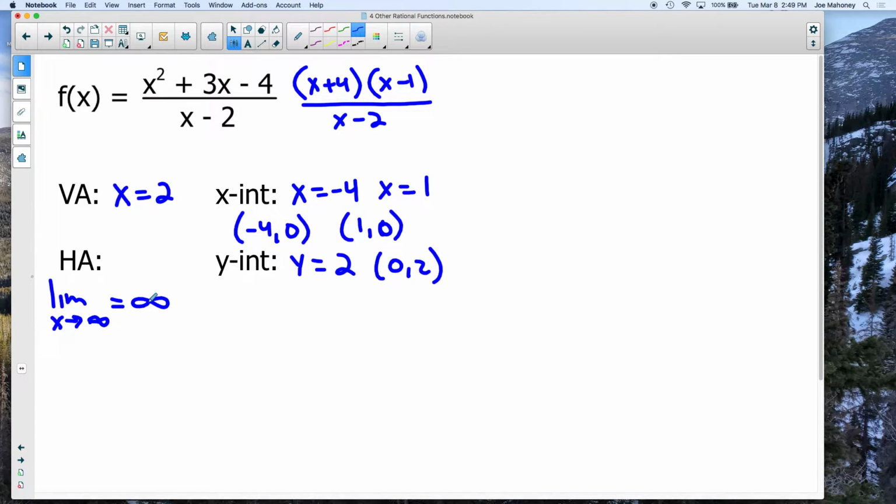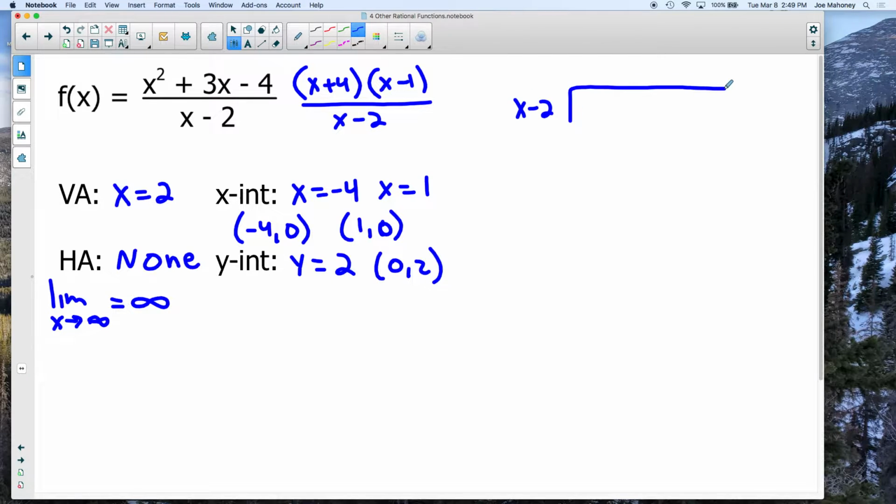All the other ones went off to a number, like a horizontal value. So this has no horizontal asymptote. If I write the word none: there is no horizontal asymptote. So what's going on then as x gets larger and larger and larger? Well, to do that, let's do some division. Let's divide x minus 2 into x squared plus 3x minus 4.